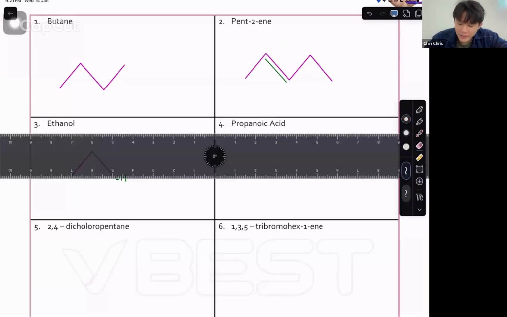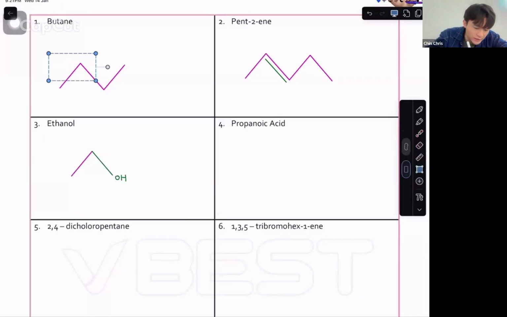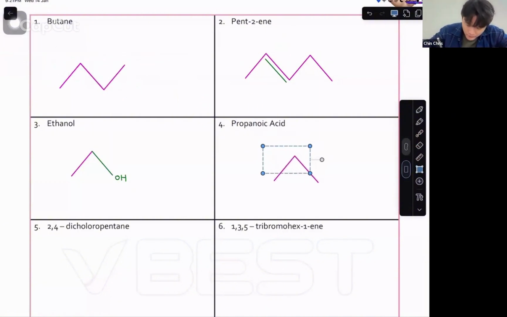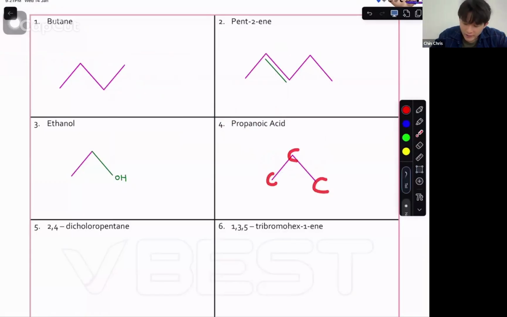Propanoic acid, 3 carbons. Let's draw 3 carbons, 1, 2, 3. Then the carboxylic acid will have a double bond O, and OH. Done.